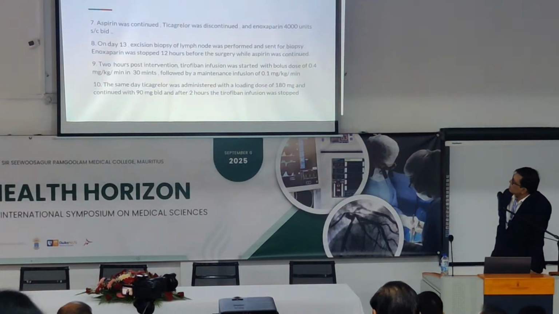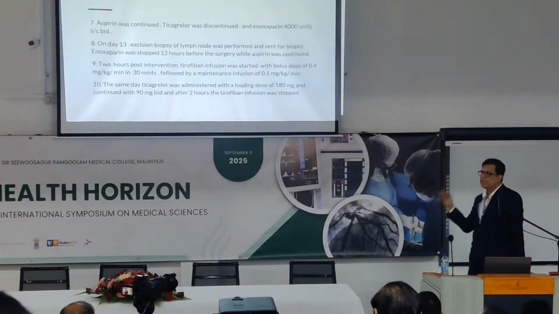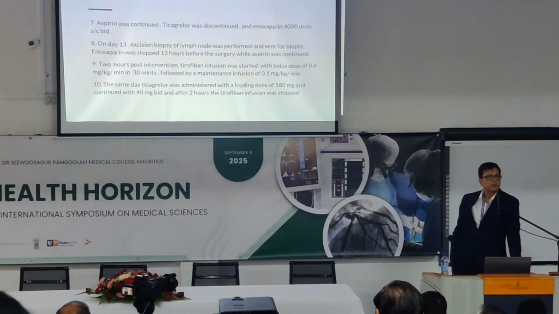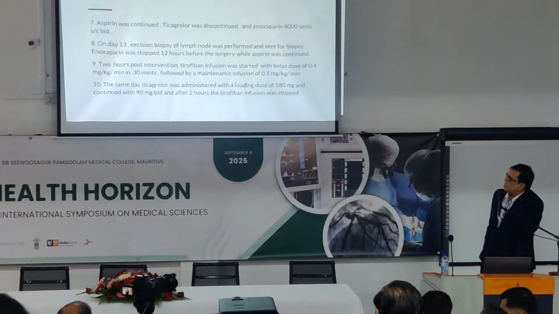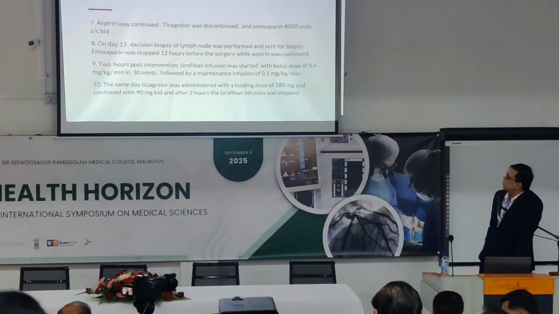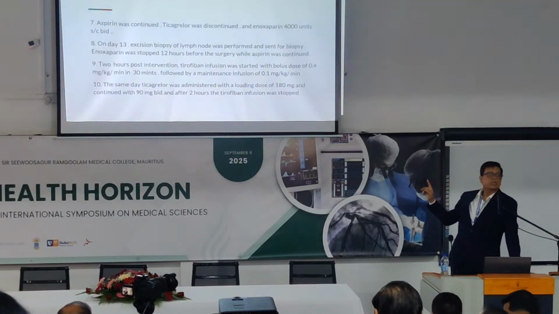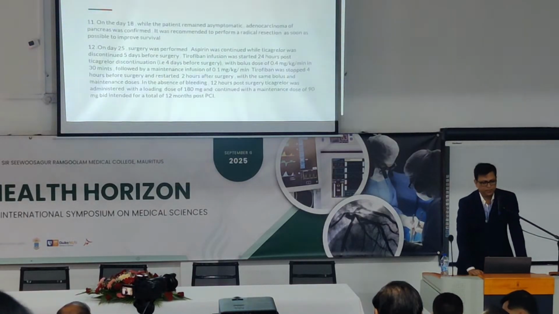In such a case, they gave it 2 hours post-intervention, when they had done the excision. We gave the loading dose followed by the maintenance dose. This is short-acting, so we give a short dose. The same day, ticagrelor, which is a P2Y12 inhibitor, was administered with a loading dose of 180 followed by 90 milligrams, 2 hours after the pain had stopped. So we covered the antiplatelet for the whole duration.